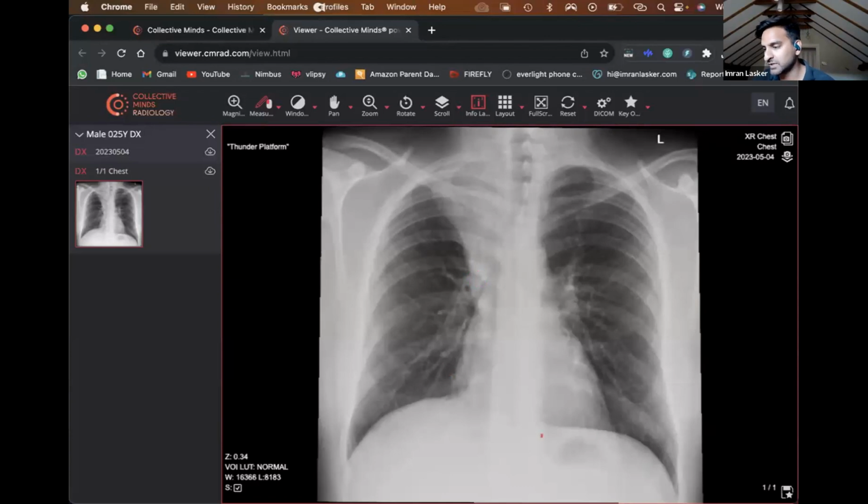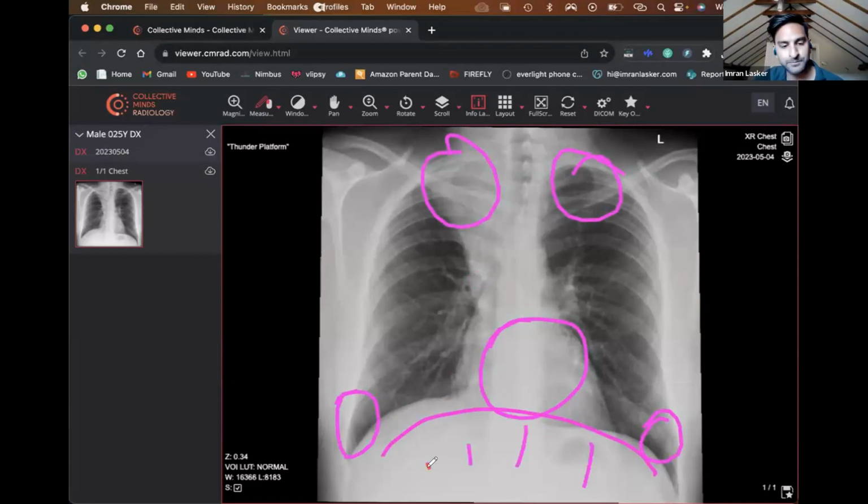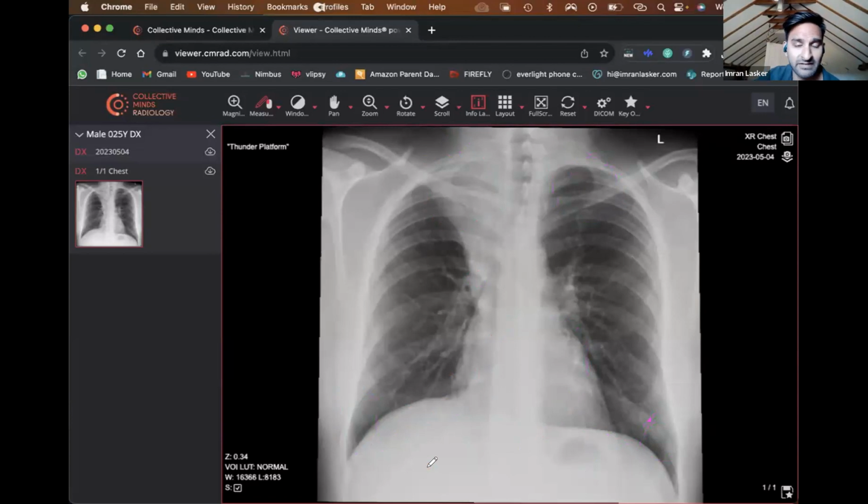And very, very important to look in under the hemidiaphragm. By the way, for anyone that doesn't know, my check areas, even if it looks normal, is to look behind the heart, look at the lung apices, look in the costophrenic angles, and look under the hemidiaphragms. Looks like a sad face, doesn't it? But that is your check areas. And in fact, when I was doing my exams, that would be the way that I'd present cases, especially if they're normal.